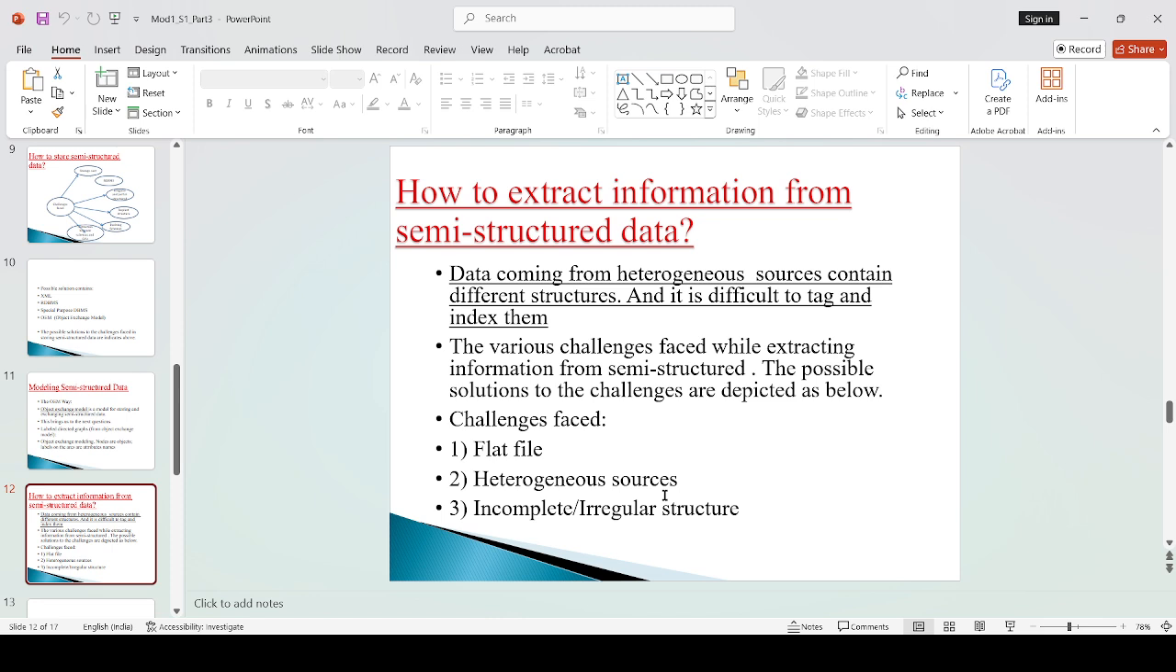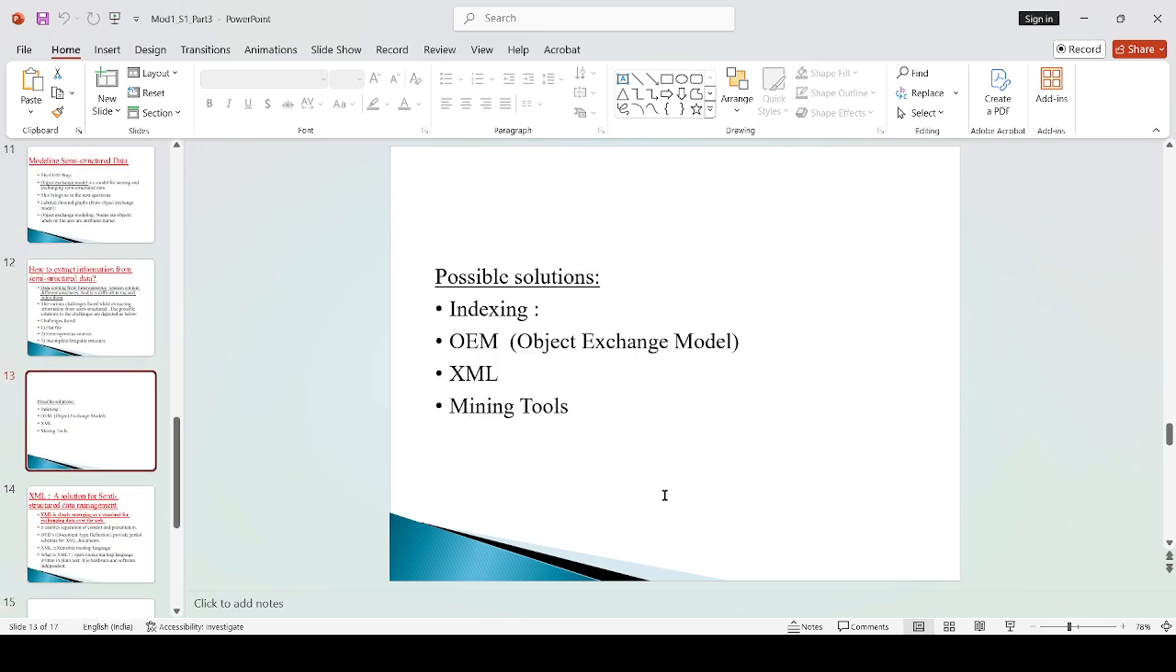Extracting information from semi-structured data also presents several challenges. Data often comes from heterogeneous sources with different formats. Some files may have incomplete or irregular structures, making automatic processing difficult. To overcome these challenges, organizations use XML, OEM technologies, indexing techniques, and data mining tools. These technologies improve searching, classification, and retrieval of information in an easier way.